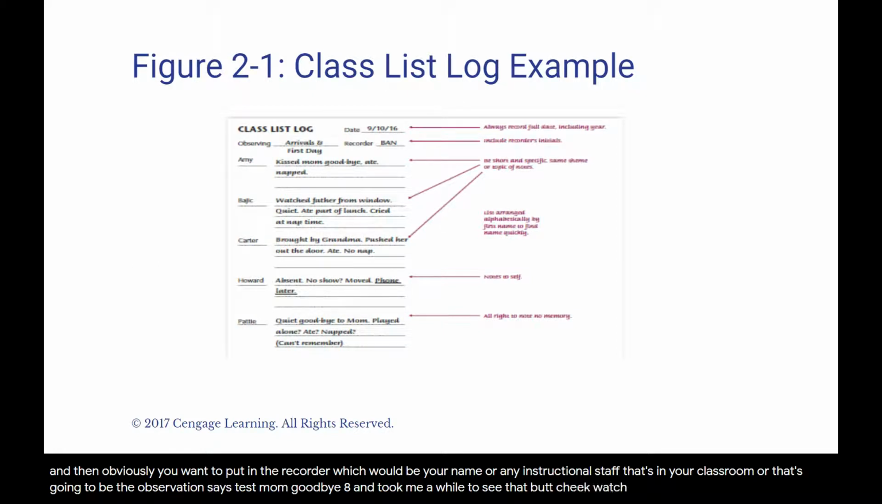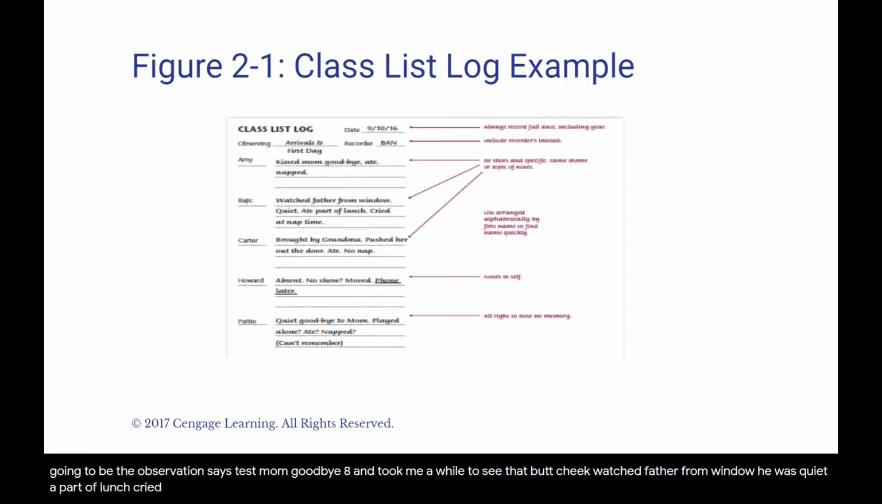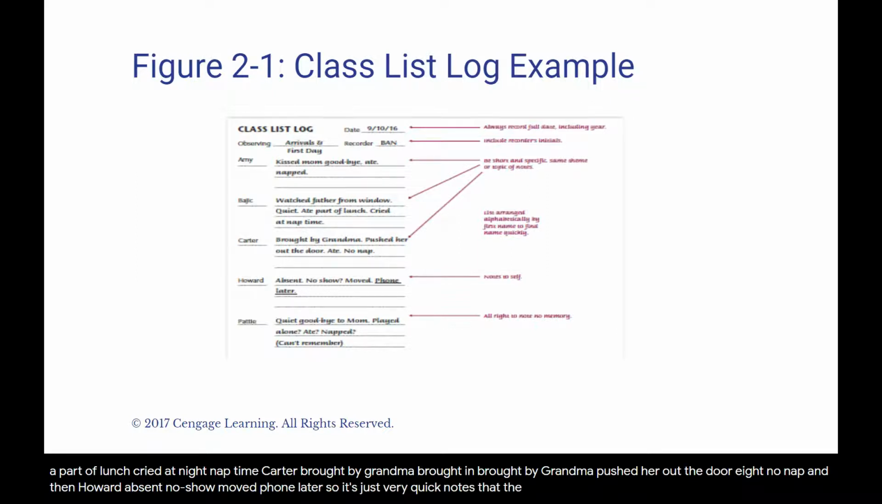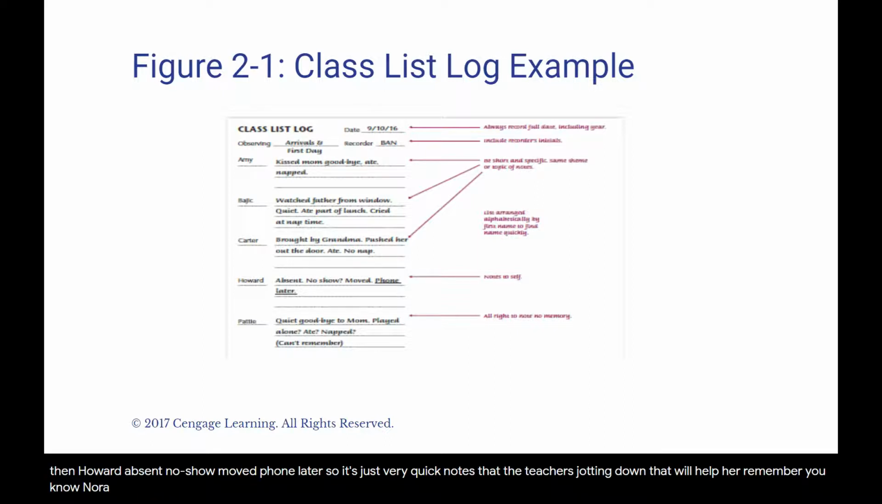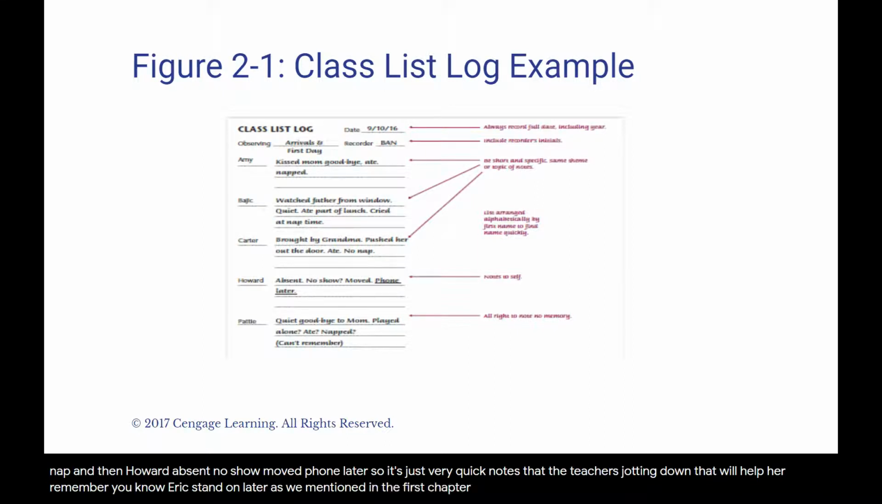Bajik watched father from window. He was quiet, ate part of lunch, cried at nap time. Carter, brought by grandma, pushed her out the door, ate, no nap. And then Howard, absent, no show, moved, phone later. So it's just very quick notes that the teacher's jotting down that will help her remember, or extend on later, as we mentioned in the first chapter. And then Patty, quiet, goodbye to mom, played alone, ate, napped, can't remember.